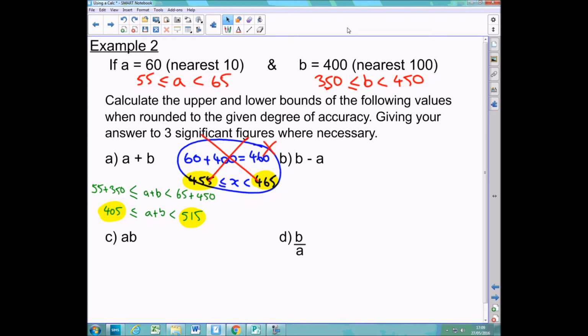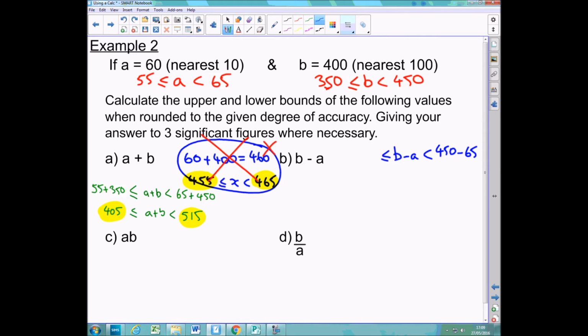In the second question, again, we've got a little trap that a lot of people fall into. So I'm just going to highlight this first. Now, when doing B minus A, the thing that most people do, and it makes a lot of sense, is, well, to find the biggest value, the upper bound, I'm going to take the upper bound of B, and I'm going to take away the upper bound of A.